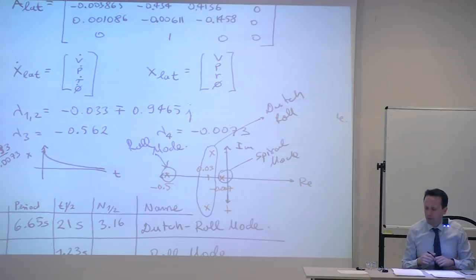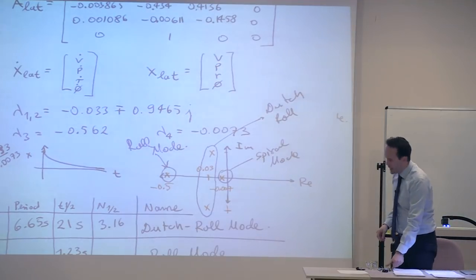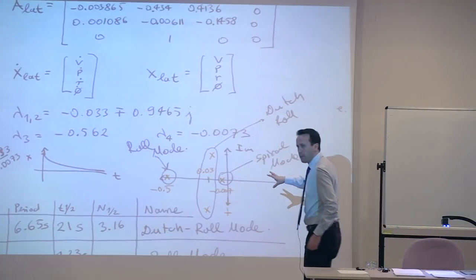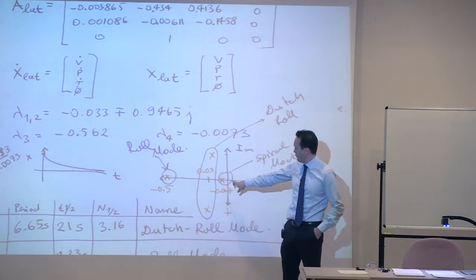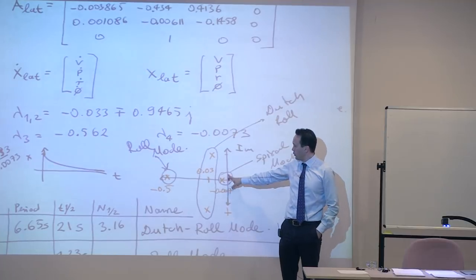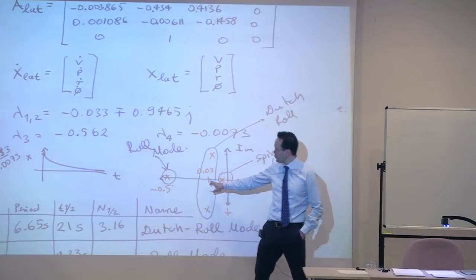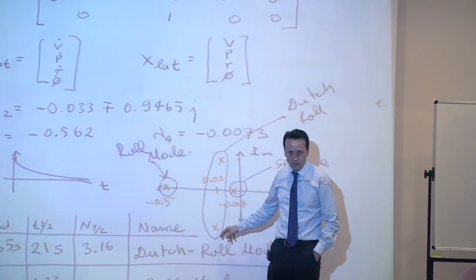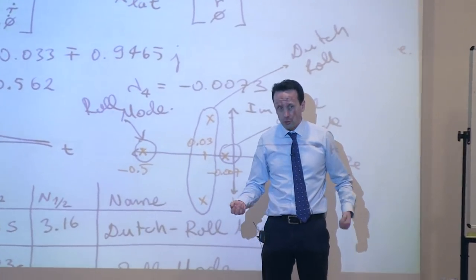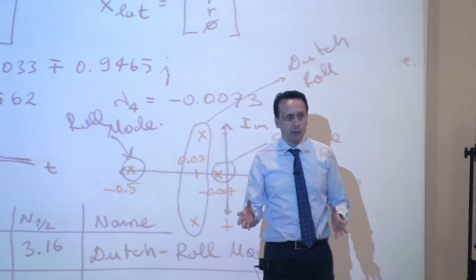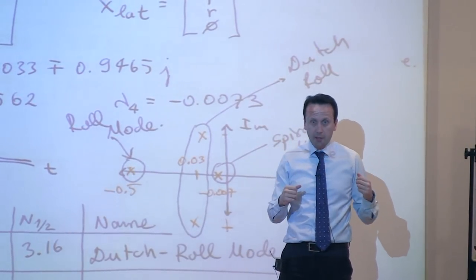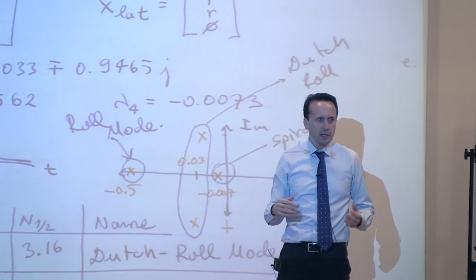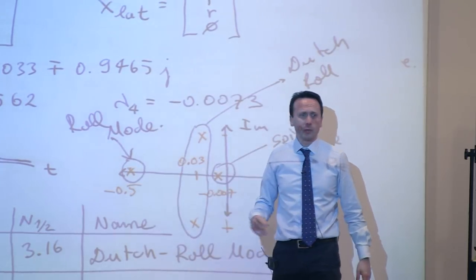Okay, and someone was asking me, how do we decide on the names here? This is how we decide on the names, because most of the airplanes will have that characteristic. You will have one root that is close to the imaginary axis and one root that is very far away, and then you have an oscillation somewhere here. That oscillation, we call it the Dutch roll. Now, let's say you designed an airplane, and you have all the variables to calculate these A matrices, and you calculate, and you don't see this in your lateral dynamics.